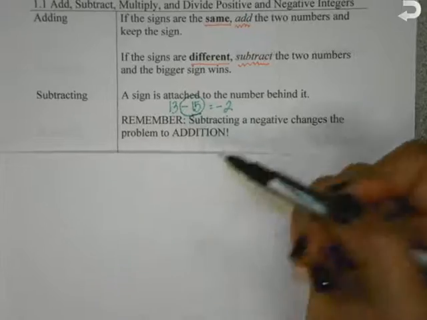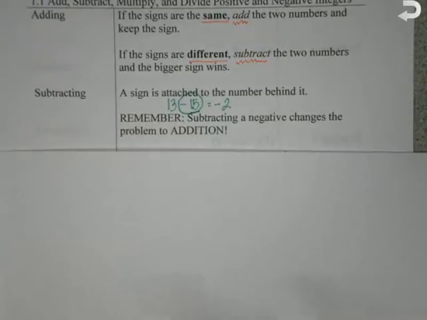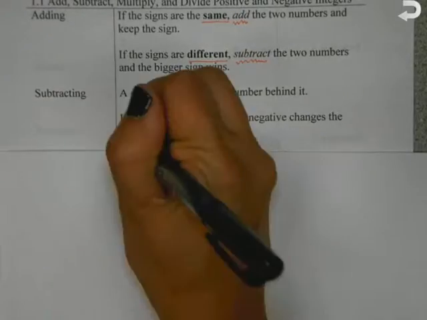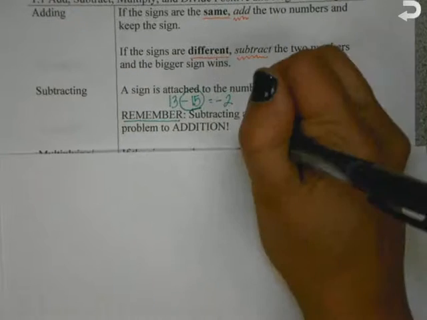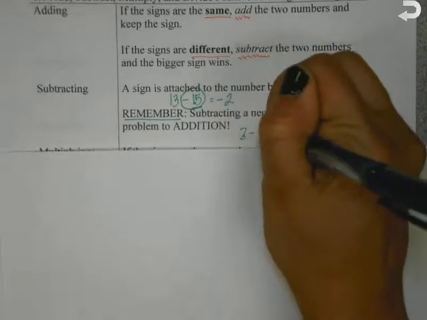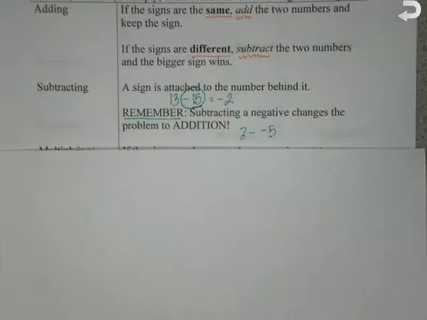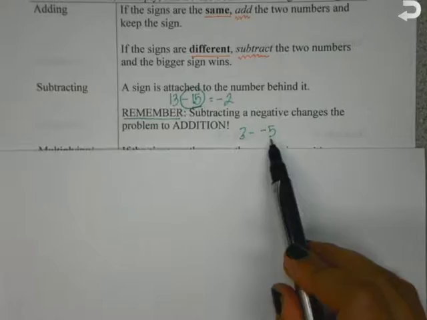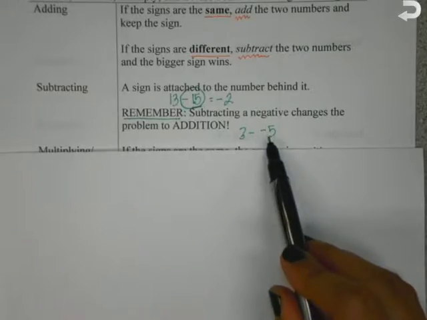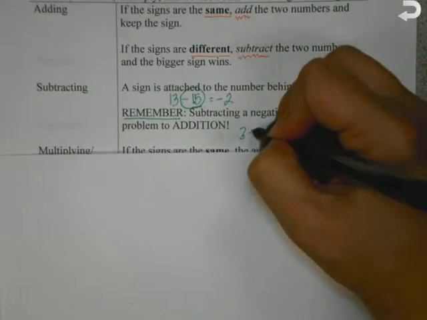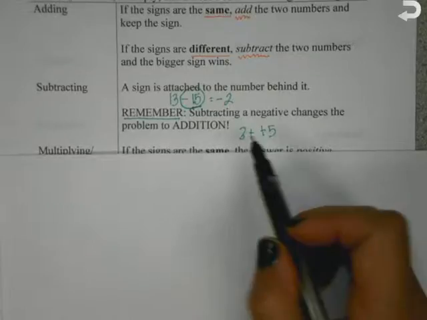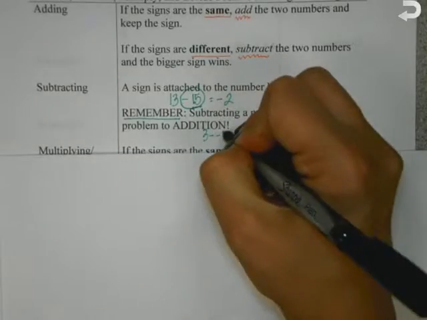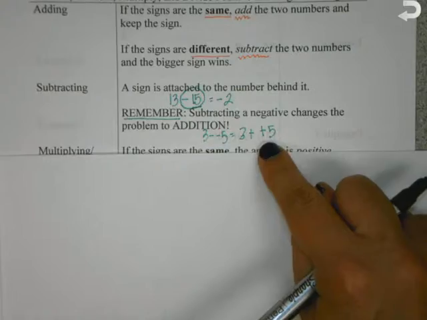Also something to remember, and I'm going to underline this: subtracting a negative changes the problem to addition. So if I have 3 minus negative 5, that's a minus a negative, right? So what happens there? Everything changes to positive. So if you have minus a negative, 3 minus negative 5, that's the same as 3 plus 5. So if you have minus a negative, it changes to positive.